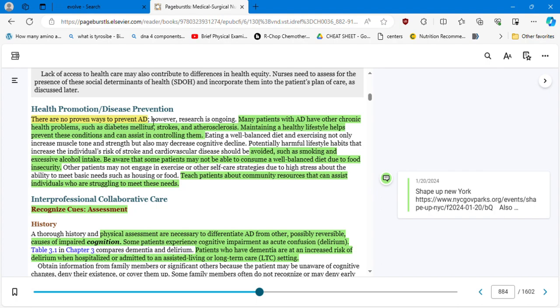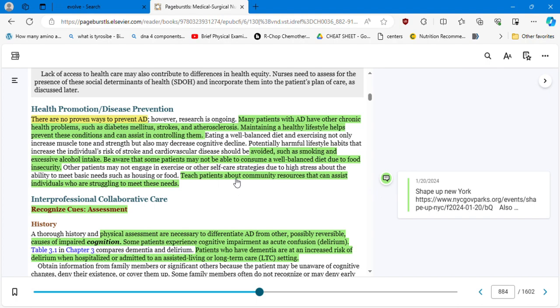And avoid alcohol, drugs. Many patients with Alzheimer's disease have other chronic health problems such as diabetes mellitus, and we saw the relationship with the tau protein, right, related to the poor glucose metabolism. Also, they have strokes, atherosclerosis. Maintaining a healthy lifestyle helps prevent these conditions and can assist in controlling them. Avoid smoking, alcohol, as I mentioned before.